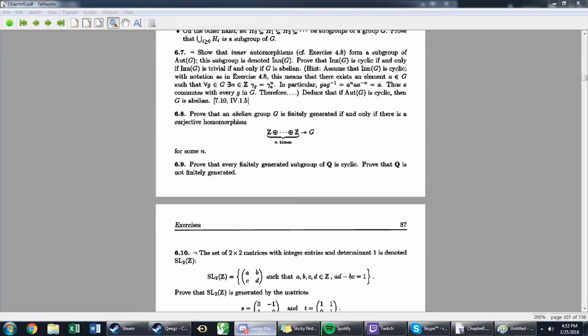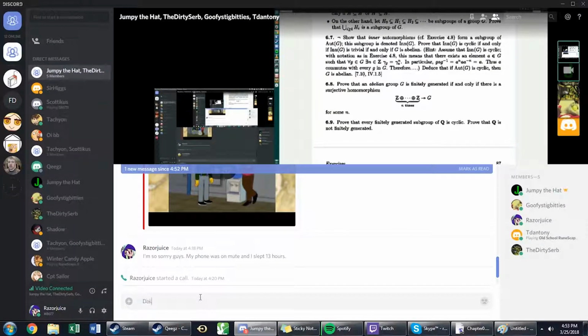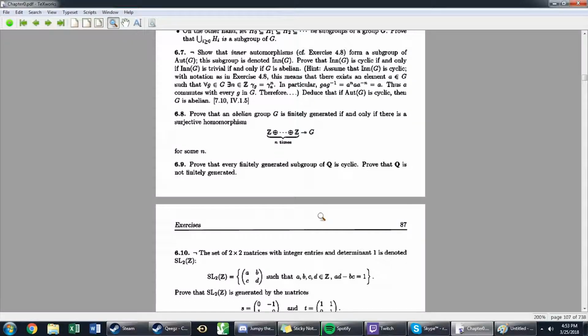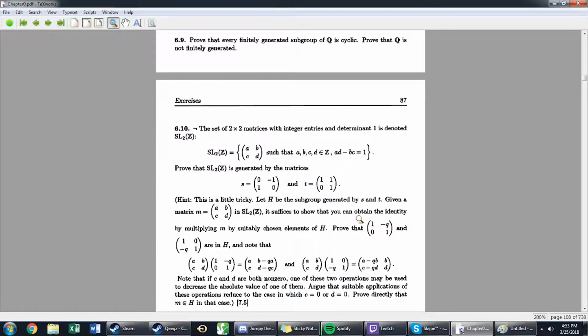6.8, what does that say? Prove that if and only if there's... Oh, okay. Lane, do 6.5. Okay. Type it in the thing so I remember. Thank you, Mitch. Subgroup of G. That's not necessarily the case if G is not commutative. Oh! I think I've done this one several times before. Awesome. There you go.